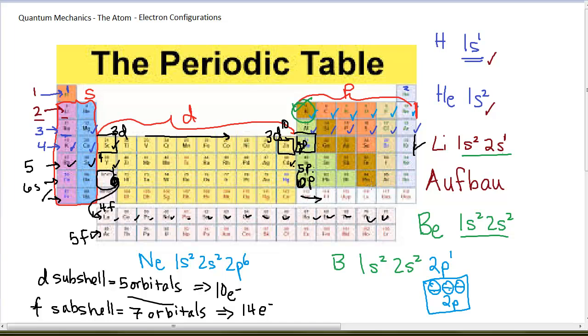So essentially following along on the periodic table, building one atom up past the one right before it, using Aufbau, that gives me my electron configurations.